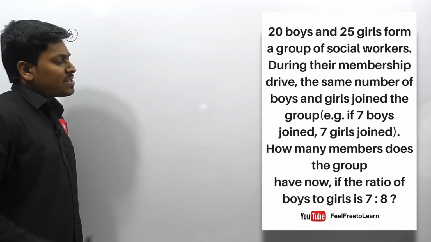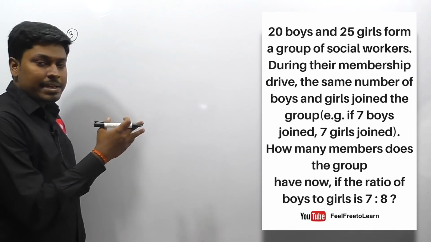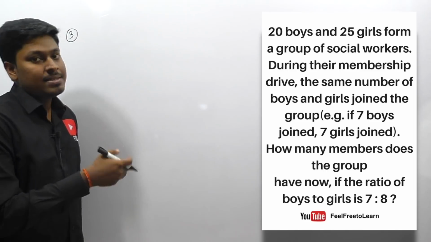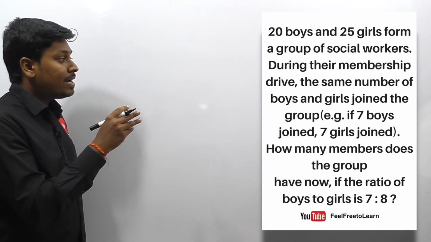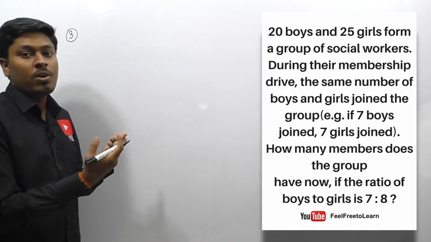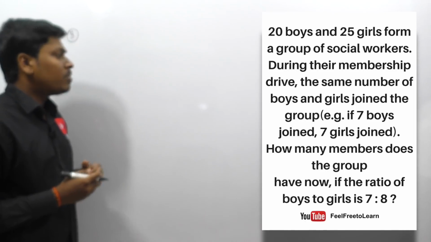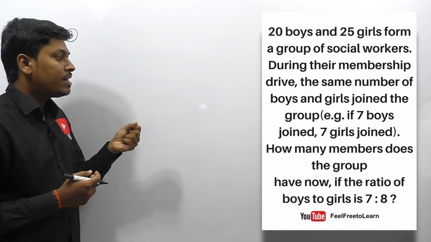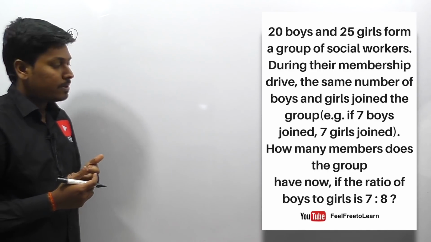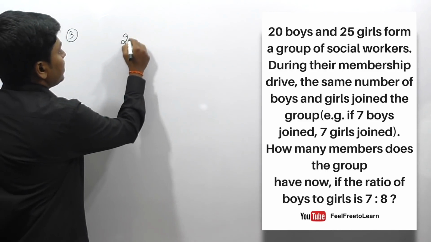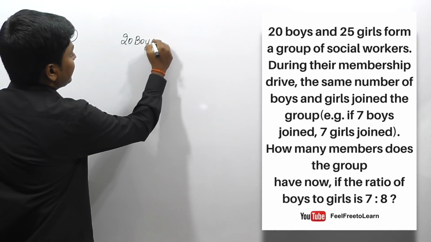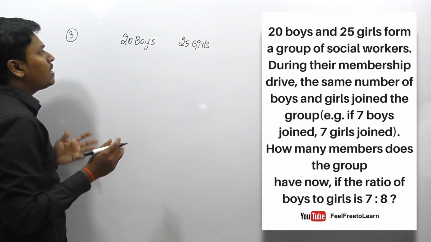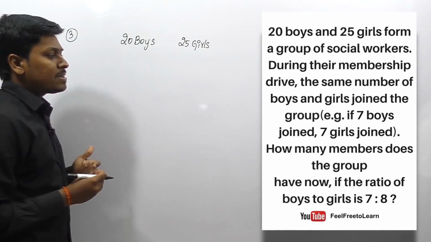So friends, listen here, first of all let me understand the concept. There are 20 boys and 25 girls, right? During the membership drive, some boys and some girls are added, but it should be equal, right? If they are adding 10 boys, then the girls should also be 10, right? So they are adding some amount of boys and girls to the group so that the ratio becomes 7:8. Our target is to find how many members the group has. First of all there are 20 boys, and next 25 girls. Some amount of boys and girls is added, but it should be equal, and the ratio becomes 7:8.